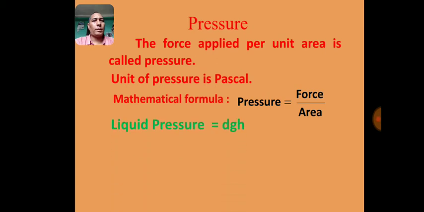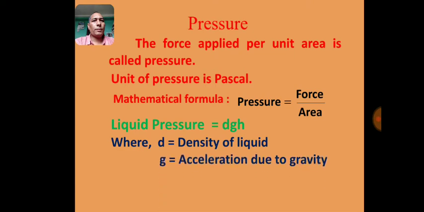Liquid pressure equals dgh, where d equals density of liquid, g equals acceleration due to gravity, h equals depth of liquid.